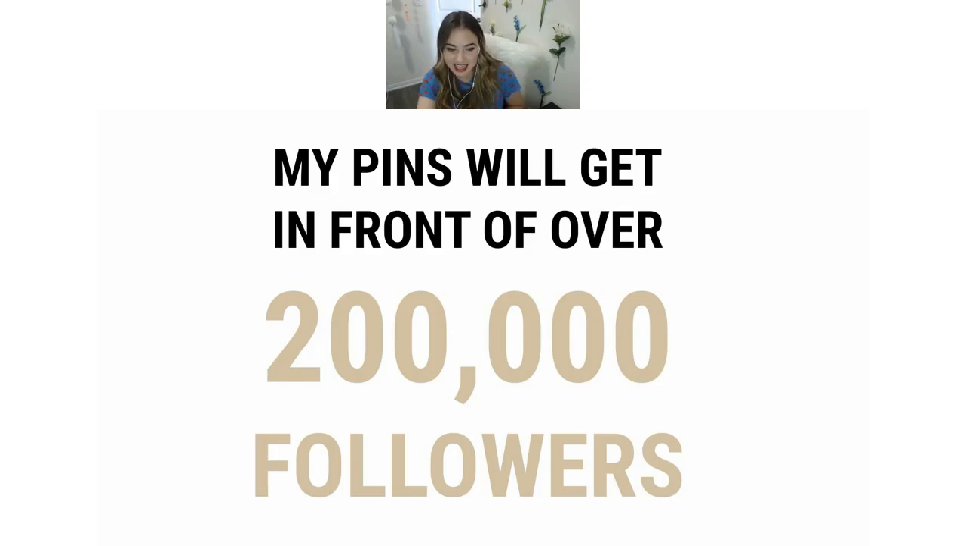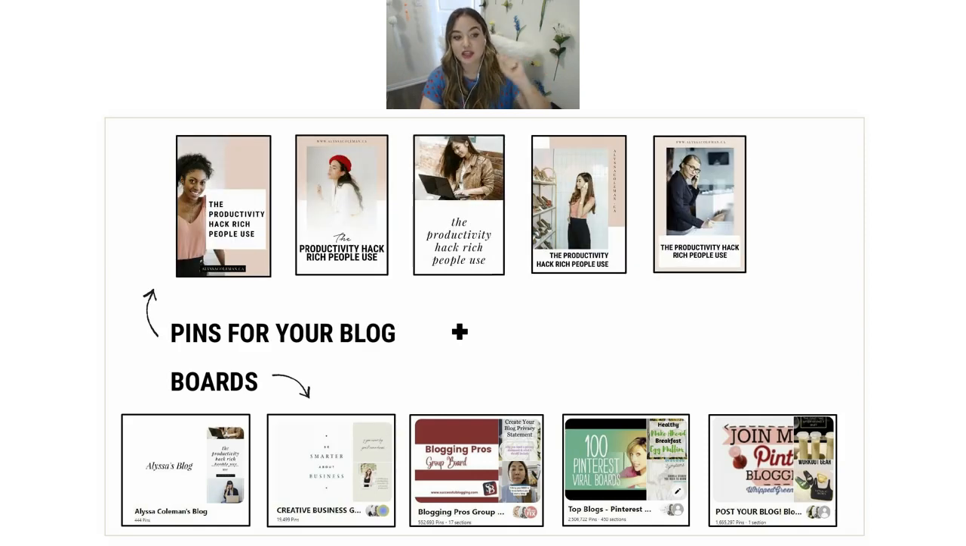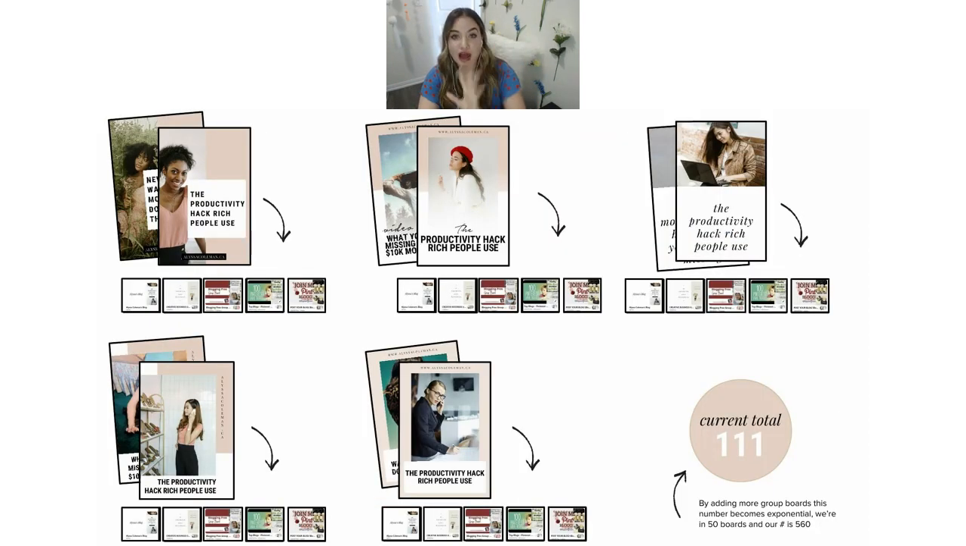Okay, so here's where things get interesting, so stick with me. You're going to have 5 pins for your video and 5 group boards, right? So you're going to pin it to your own board. I have one here that's just called Alyssa's blog. I put all my blogs and my videos in there. And to these group boards that you've chosen, you're going to pin 5 pins. Then you're also going to create 5 pins for the blog post. So direct people to the video and direct people to the blog. We want people to be going to both places, whatever they resonate with. If I'm a video watcher, send them there. If I'm a blog reader, I'm more likely to click this one. And we're going to send those 10 pins to 5 group boards.